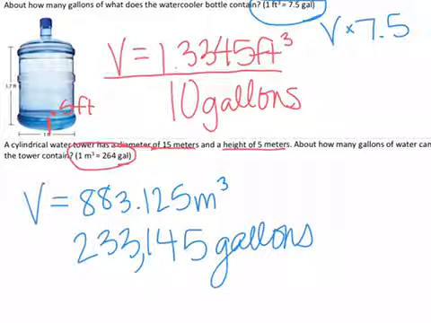You guys should have gotten a volume of 883.125 meters cubed, and then when I multiplied it by 264 gallons, I found that it fits 233,145 gallons of water. That is a lot for this water tower.